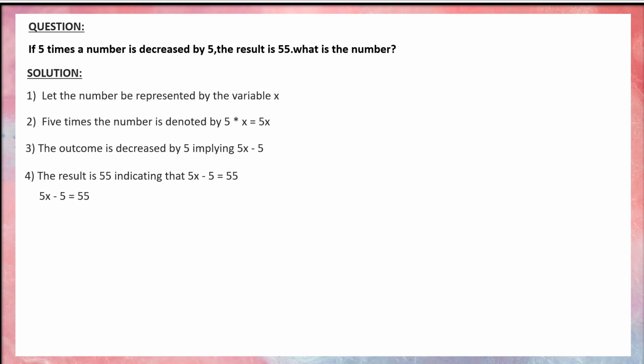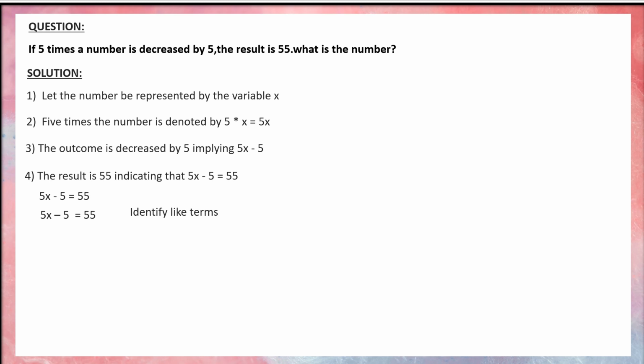What we'll do next is simply to solve that equation. 5x minus 5 is equal to 55. The first thing we'll do is to identify the like terms in this equation. So what are like terms? Like terms are simply terms that can easily be grouped together and then simplified further in order to get simpler results. If you look at the equation on the left hand side, we have 5x minus 5.